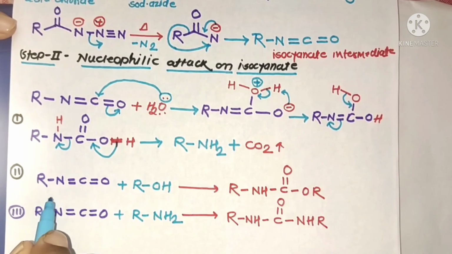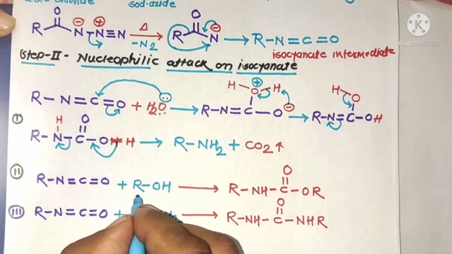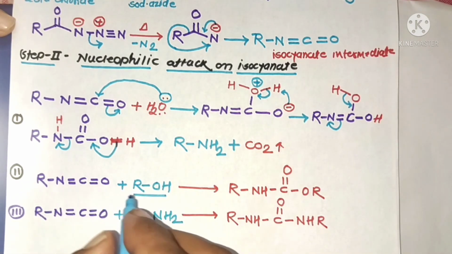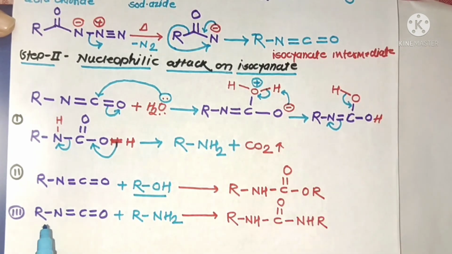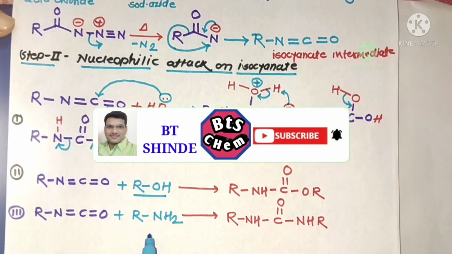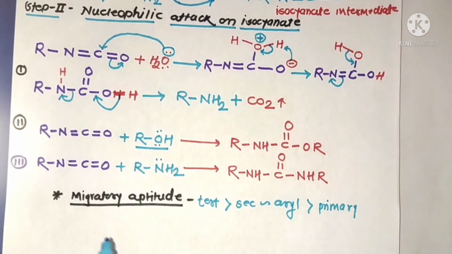Here, if the isocyanate molecule reacts in the presence of a nucleophile like alcohol, then you get a carbamate. If the isocyanate reacts with a primary amine, we get the substituted urea derivative. In this Curtius reaction, there is a rearrangement.